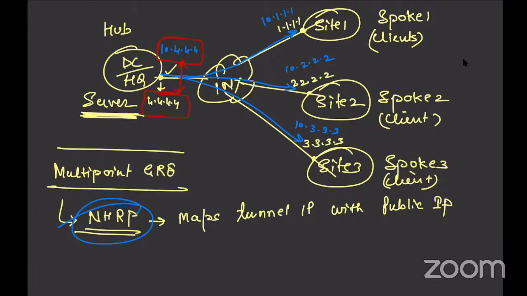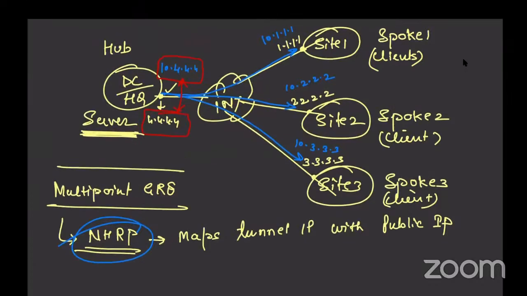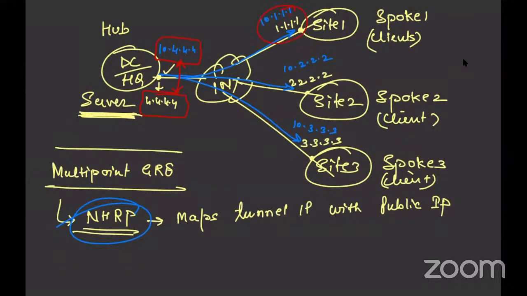So site one, private IP, your tunnel IP and public IP, it's going to send to the hub. This combination it sends to the hub. This combination it sends to the hub. This combination it sends to the hub. And the hub is going to store all these mappings.